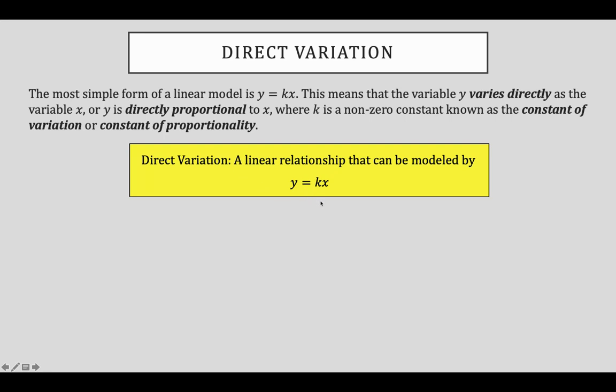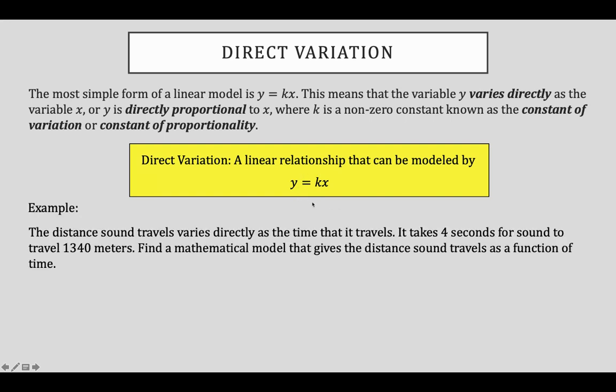So when we are trying to come up with our models, we're going to be given certain pieces of information, and those pieces of information will allow us to solve for this constant k. And once we have that constant k, we have an equation that will allow us to plug in other values and determine what our outputs will be.